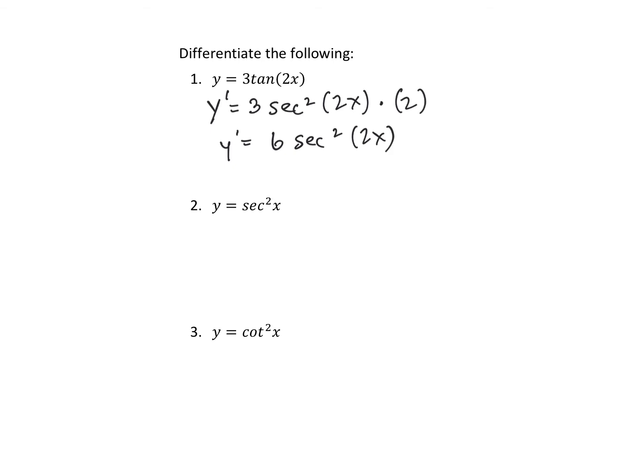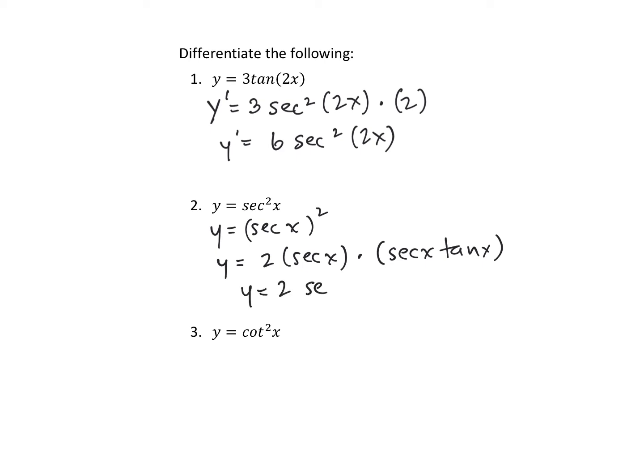Okay, secant squared x. So remember that we can write the square on the outside. So we are going to apply the chain rule. We will bring down the 2. The inside bracket remains the same. And then we take the derivative of the inside. The derivative of secant is secant x tan x. And then we can just multiply the two secants together. We'll get secant squared tan x.